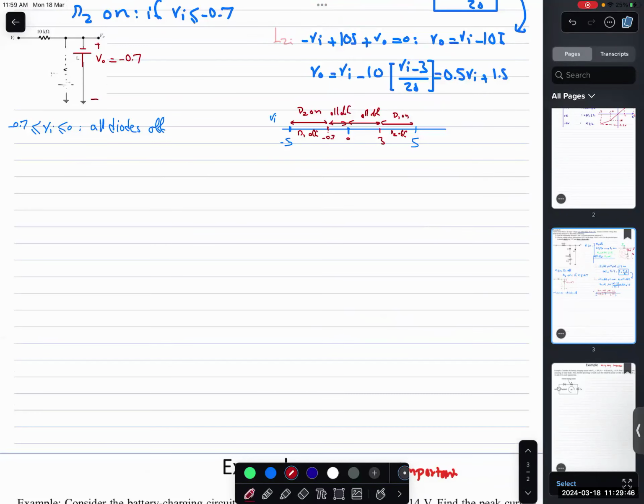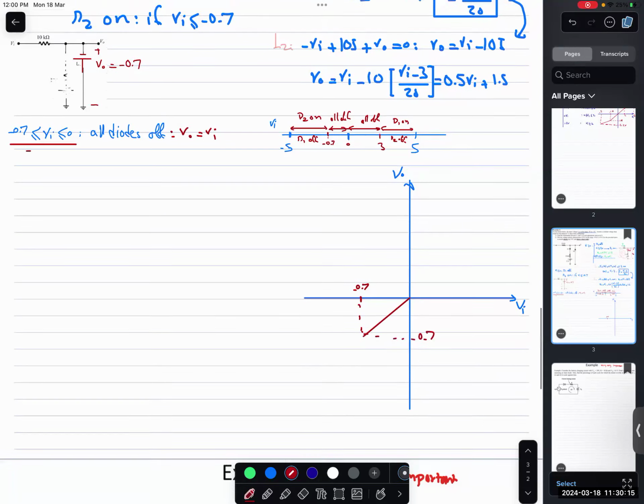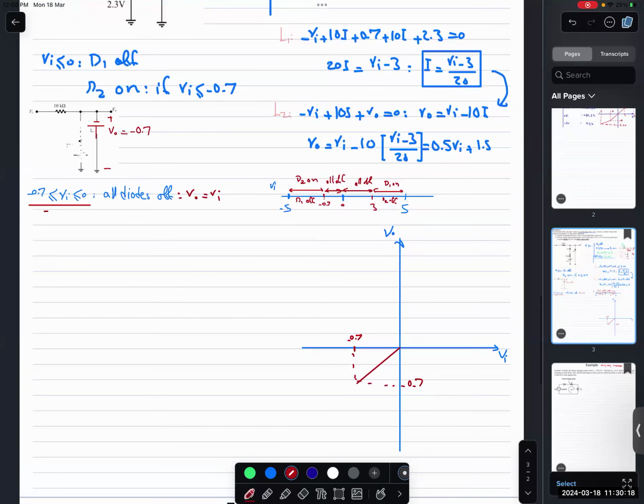Now to draw it, I could write the input and output relationship again, but I will just draw it. So here it's coming with minus 0.7. As soon as the input is greater than minus 0.7, then Vout becomes equal to Vi, like this shape. But if Vi is less than minus 0.7, Vout becomes minus 0.7, flat like this, down to minus 5 that we put.